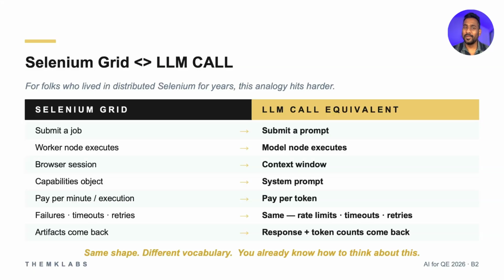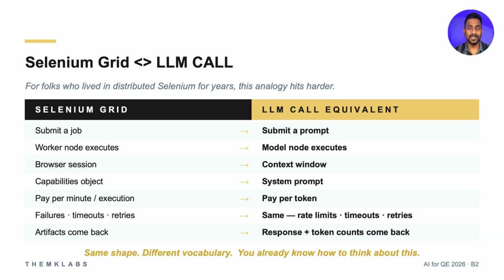If that API framing didn't quite land well for you, here's another example for someone who is in the automation space and has fiddled with Selenium Grid environments. Let's look at both, right? On the left, I have the Selenium Grid call. On the right, I have the LLM client call equivalent. So this is more or less the Selenium 4 Grid 4 architecture. Submitting a job is more or less like submitting a prompt.